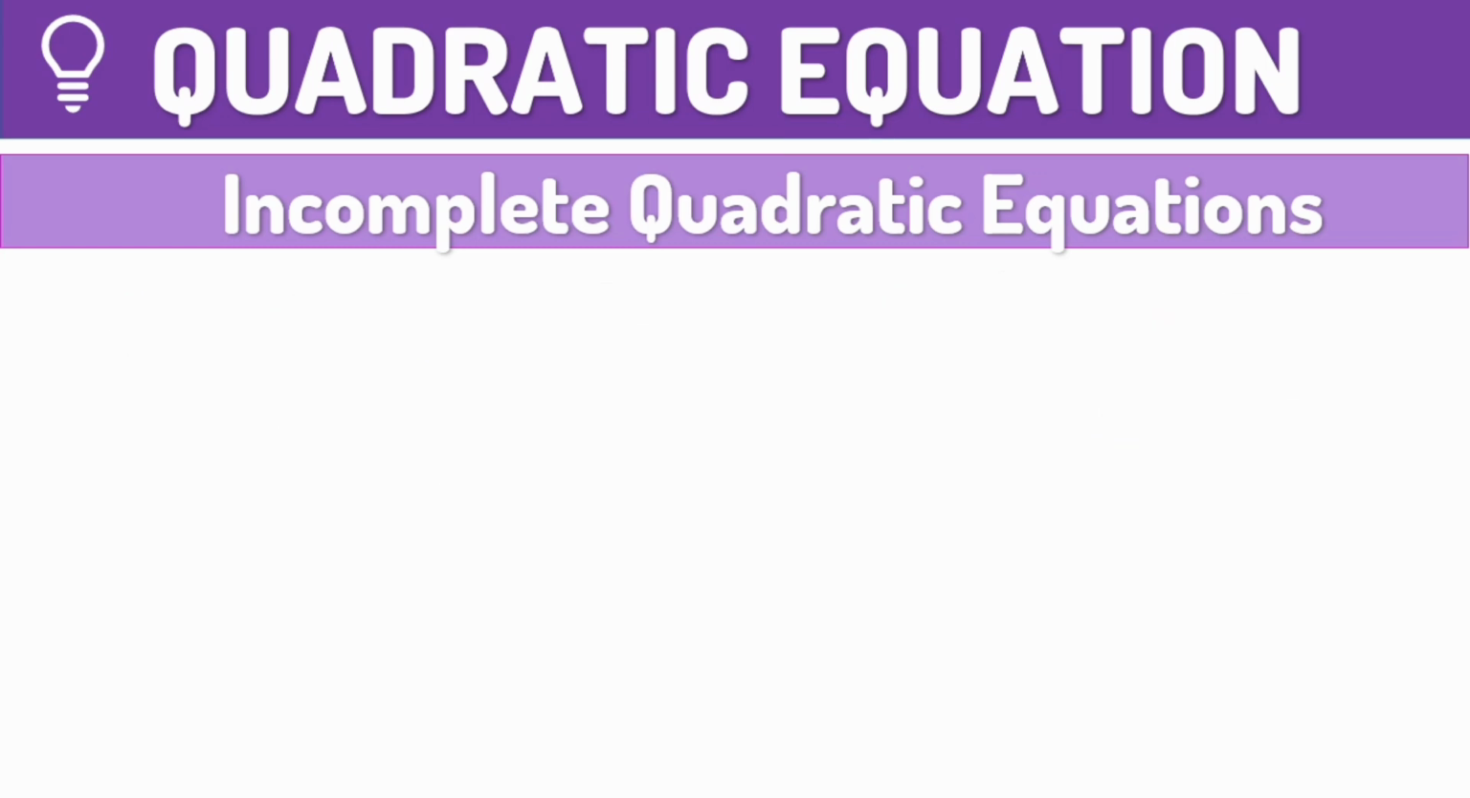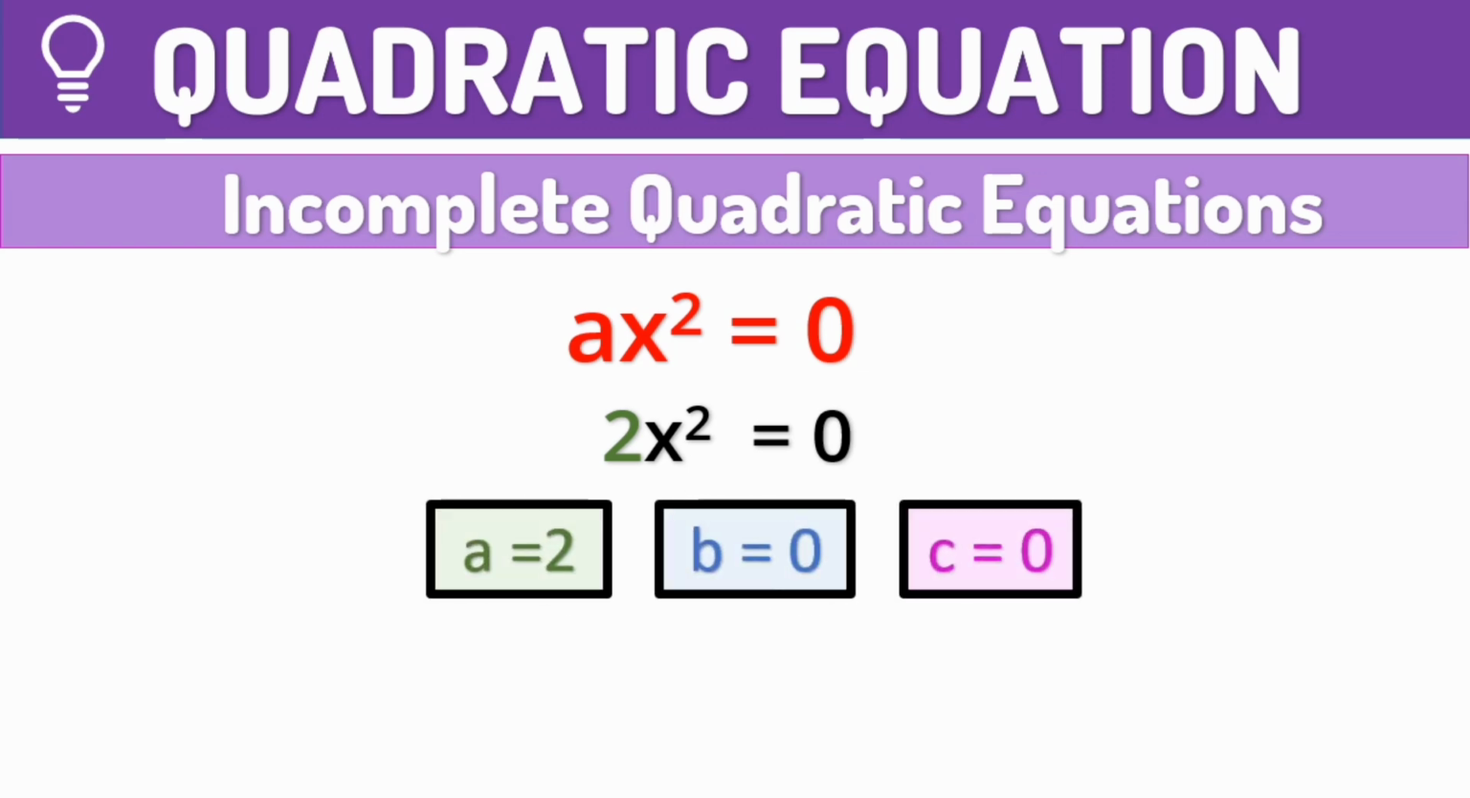Another case is ax squared. This is still an example of a quadratic equation, but it is incomplete and there is no b and c. Example, 2x squared is equal to 0. If we are asked to find a, b, and c, a is equal to 2, b is equal to 0, and c is equal to 0. Both b and c are equal to 0.